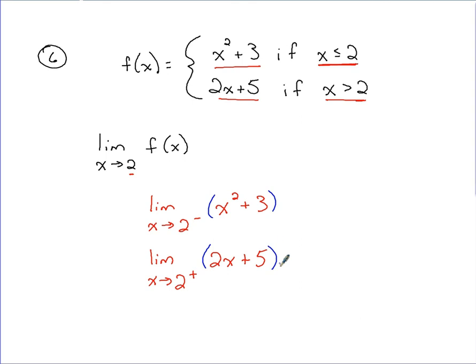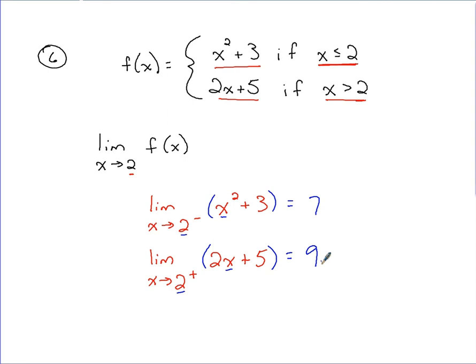I've got my specific pieces I'm applying that limit to for each part. If I go back to the basics of figuring out a limit, I'm taking this number here that x is approaching, I'm plugging in for x. I'm seeing what I get back. Well, I plug in for x here, 2 squared, 4, add 3, 7. If I take 2 down here, plug in for x, 2 times 2, 4, add 5, get 9.